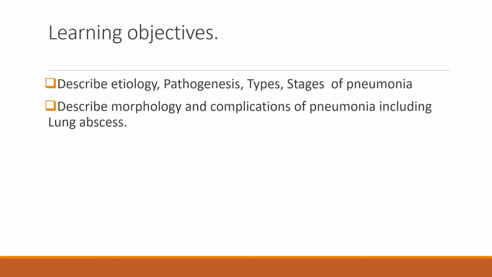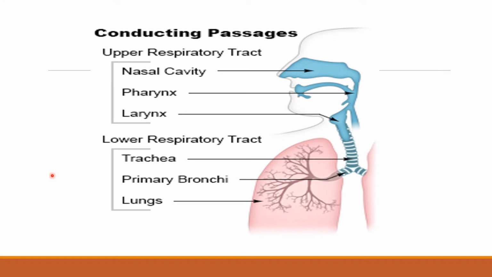Learning objectives include describe etiology, pathogenesis, types and stages of pneumonia, describe morphology and complications of pneumonia including lung abscess. So before we start the lecture, we'll see some basic things. Respiratory passages are divided into two parts, upper respiratory tract and lower respiratory tract. Upper respiratory tract includes the nasal cavity, pharynx and larynx, and lower respiratory tract includes trachea, bronchi and lungs.